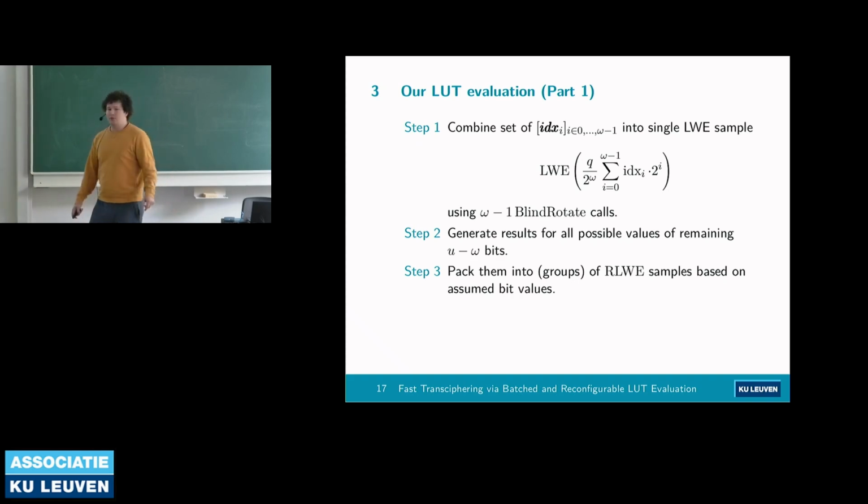So for example, if for the last bit we assumed 0 for one polynomial, and for a second polynomial we assumed 1, we might pack them into different ring LWE samples, like the output bits. We can pack them into different ring LWE samples. And then our correct output will be in one of those ring LWE samples, or in some chunk of a ring LWE sample. So the question is, how are we going to select the correct one?